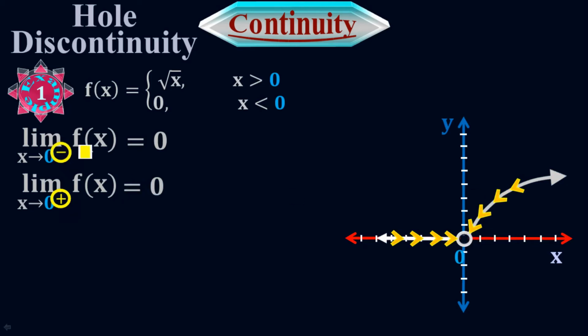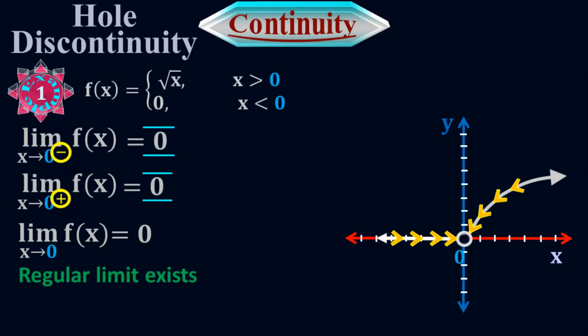Since my left-hand side limit is 0 and my right-hand side limit is 0, therefore the left-hand side limit equals the right-hand side limit. So my regular limit, which is the limit of f of x, equals 0. My regular limit exists here because the left-hand side equals the right-hand side. My left-hand side is 0, my right-hand side is 0, so my regular limit is also 0.